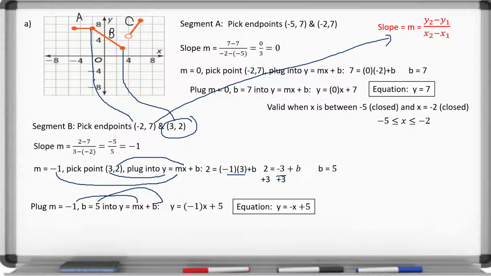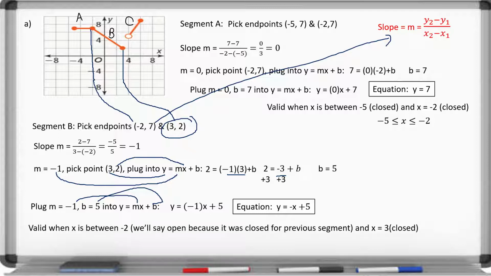Now this is only valid when x is between negative 2. Now we're going to say that when x is negative 2, it's actually open. We're going to say that it's open because it was closed for segment A. So if it's closed for segment A, then it doesn't make sense to close it for segment B, so we'll just say that it's open. And then when x is equal to 3, which is clearly closed because of the solid dot there.